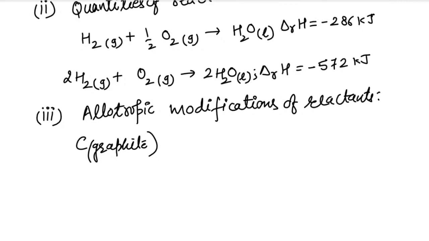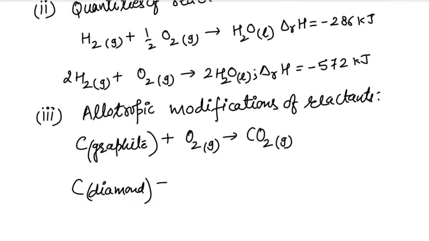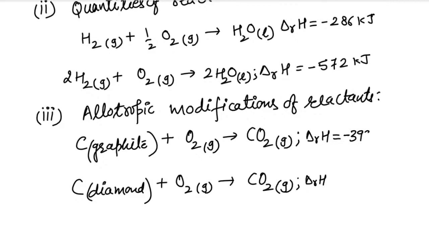So carbon when reacting with O2 gas gives CO2 gas, or carbon in the form of diamond with O2 gas also gives CO2 gas. So if we use different allotropic forms, then the enthalpy of reaction involved is different. In the case of graphite, it has minus 393.5 kilojoule, and if we have diamond, then its value is minus 395.4 kilojoule.